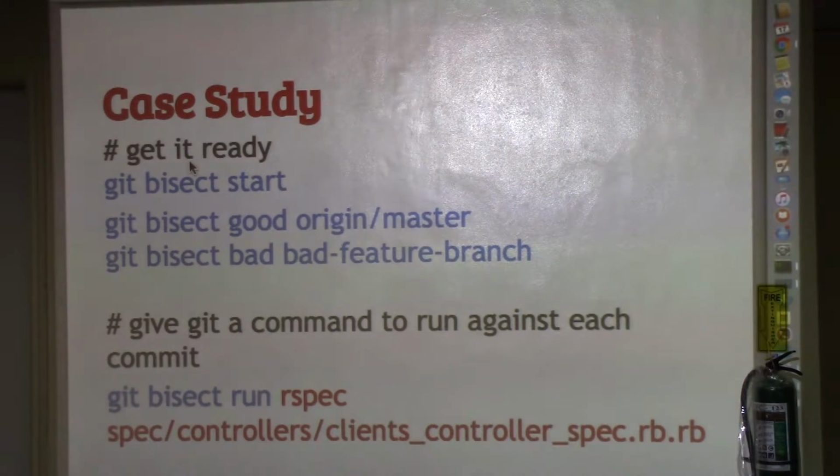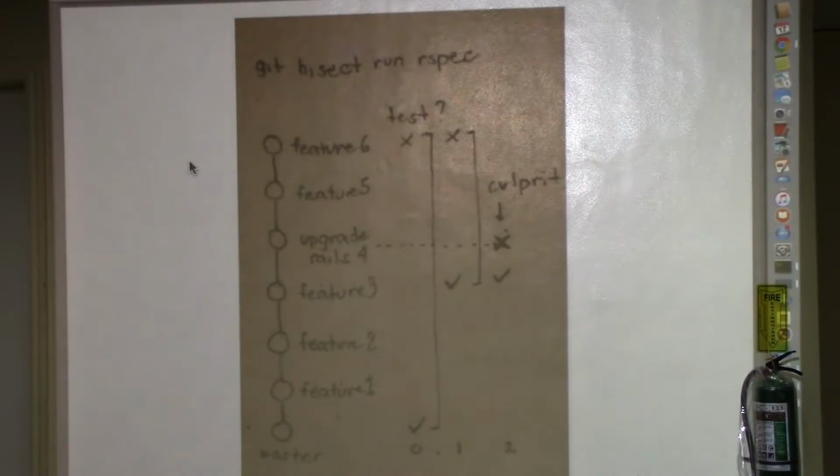You could identify a good commit and a bad commit, and it will give you the particular commit that's at fault. So here's a diagram of how it works.